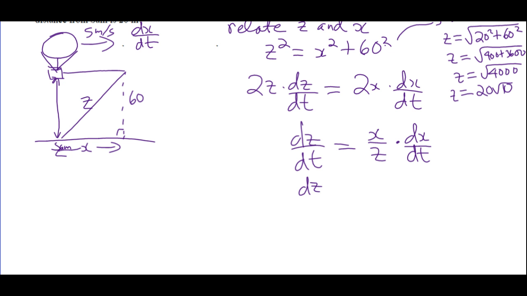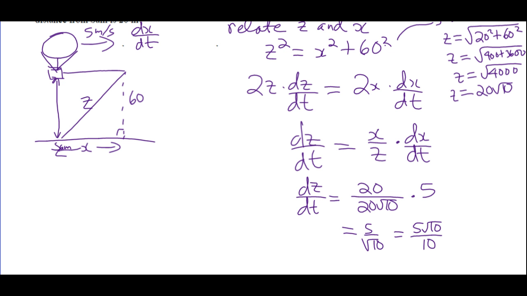Okay, so dz by dt, the thing we want to find, is equal to 20 over 20 root 10 times 5. Okay, so they told us that x was 20, right? They said when the horizontal distance is 20 meters. Using that, we calculated what z was, right? So we knew what z was, and we know the rate at which x is changing, it's being blown by a 5 meter per second wind, right? So we get 5 over root 10, which is 5 root 10 over 10, which is root 10 over 2.